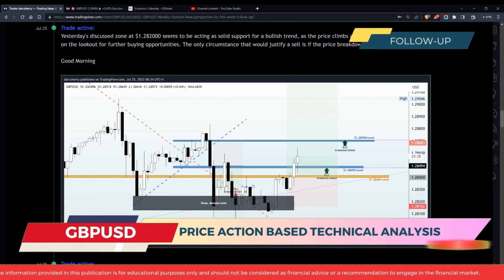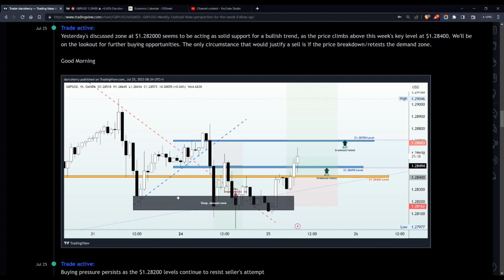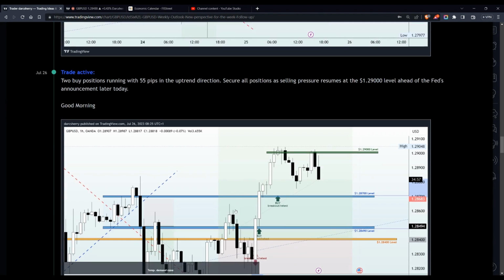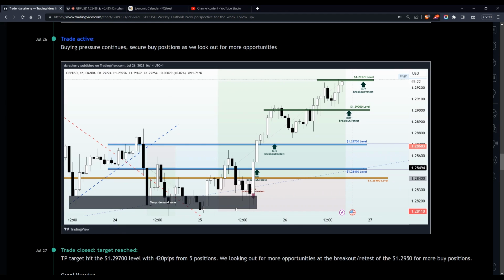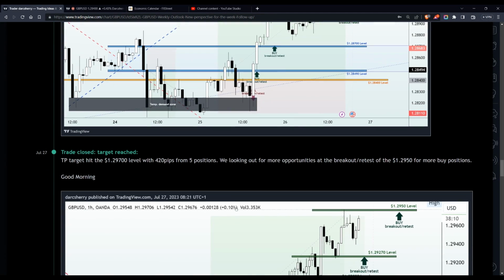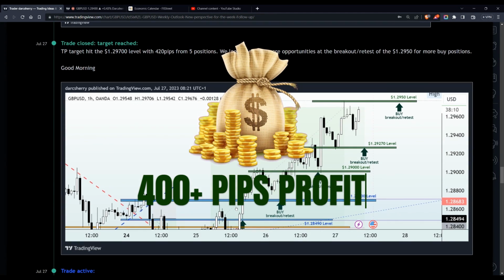And with continued buy pressure around this area, we decided to join a bullish move if price action broke out of the 1.284. It was not until Tuesday that we began to see this momentum, and we took advantage of this bullish move and rode it all the way to the upside, capitalizing on over 420 pips from five positions.